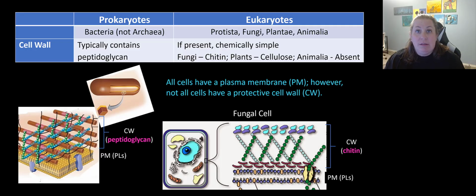In animals, they don't have it. It's absent. But in plants, it's made out of the chemical cellulose. And in fungi, it's made out of chitin. This is going to distinguish between those groups. Now, what does the cell wall actually do? It's normally protective. It's an extra layer that protects the plasma membrane, which is underneath.